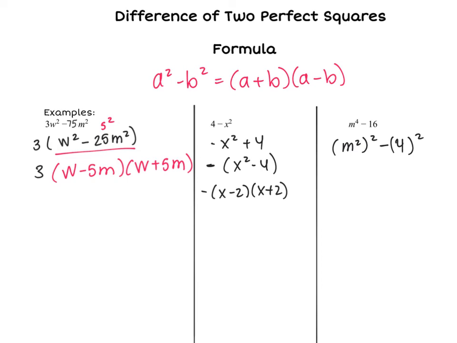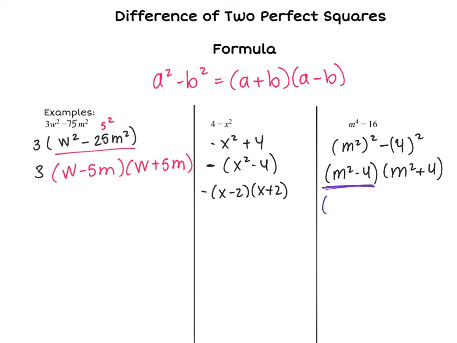So it is still a difference of perfect squares. So we would have m squared minus 4 and m squared plus 4. Now, the most common mistake is that you will stop here. But if you look, this parentheses is still a difference of perfect squares. So we must continue and factor completely.